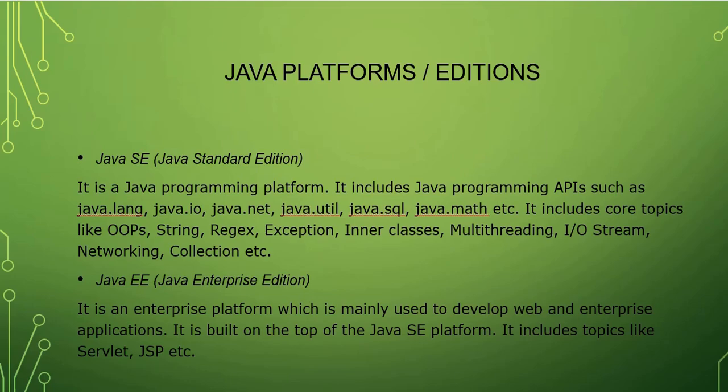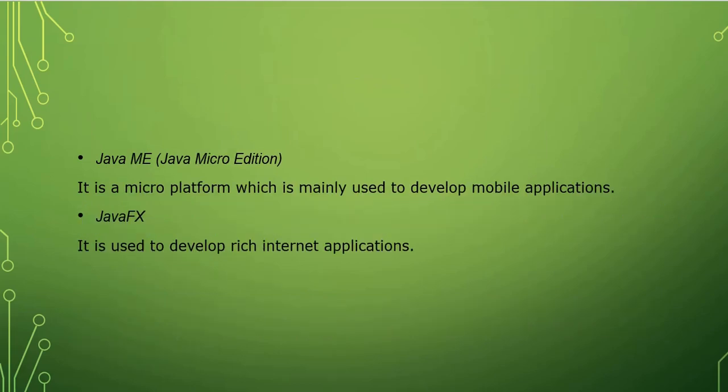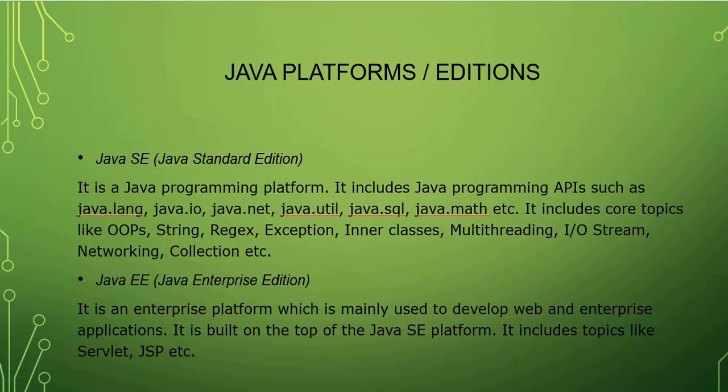Then we will discuss the editions of Java language. So we have 4 editions: Java Standard Edition, Java Enterprise Edition, Java Micro Edition, and Java FX. So now we will discuss one by one. Java Standard Edition. So Standard Edition means it includes APIs like java.lang, java.io, java.net, java.util, java.sql, java.math, etc. We will discuss later in detail. It includes some core topics like strings, regular expression, exception, inner classes, multi-threading, input-output stream, networking, collection, etc.